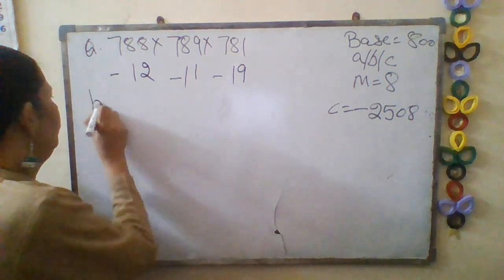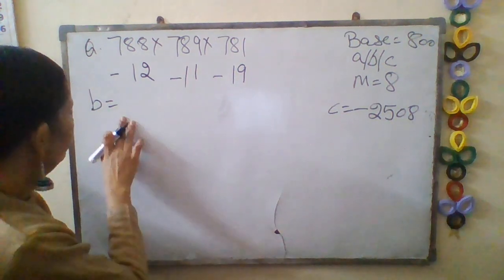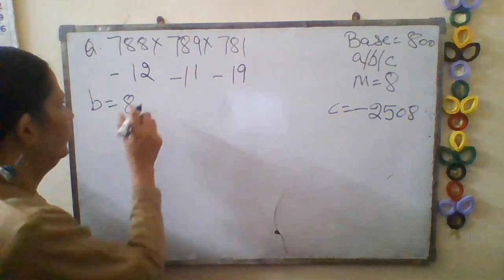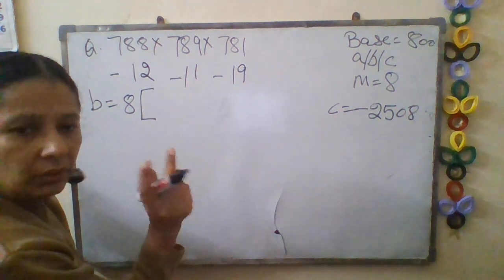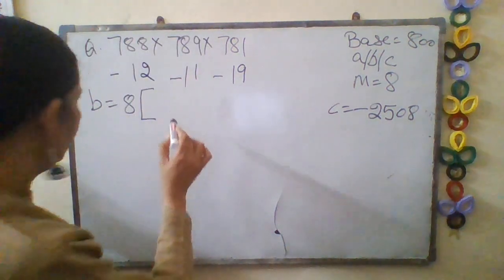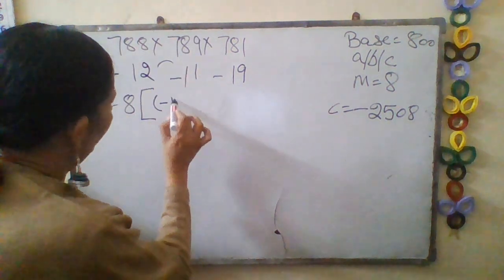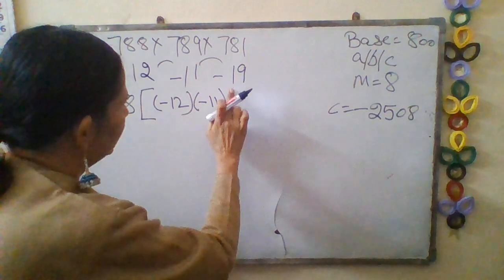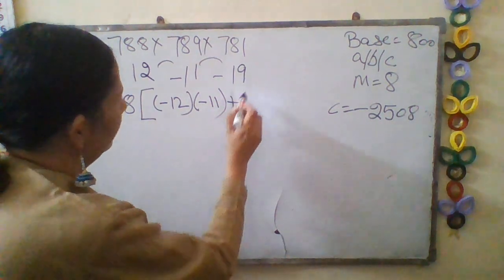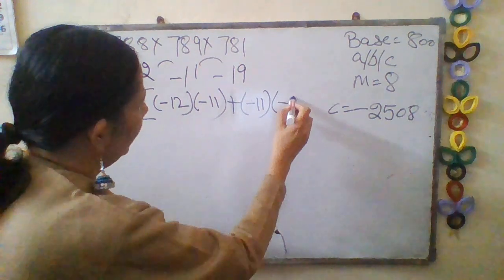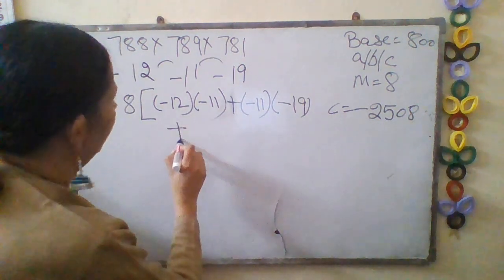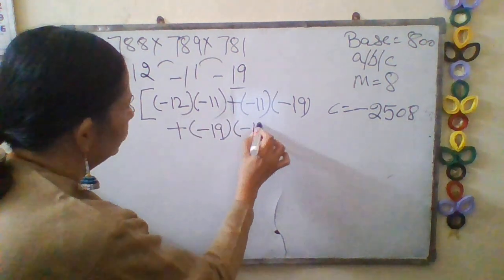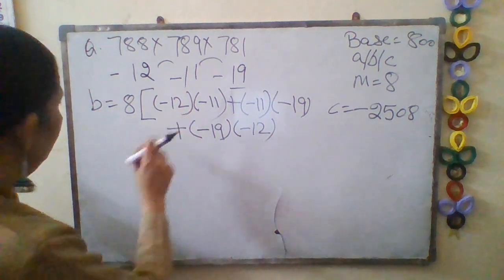Now you see, you got the value of C. I have written it here. You have to find out the value of B. Now to find the value of B here, you will write down the multiplier. You know the multiplier here is 8. So you have to now multiply two terms. Okay, what are the first two terms? Minus 12 into minus 11. Then what are the next two terms? Plus, here plus will come. Okay, here plus minus 11 into minus 19. Then again plus. What are the next two terms? Minus 19 into minus 12. Okay. Now see, you have to solve this.